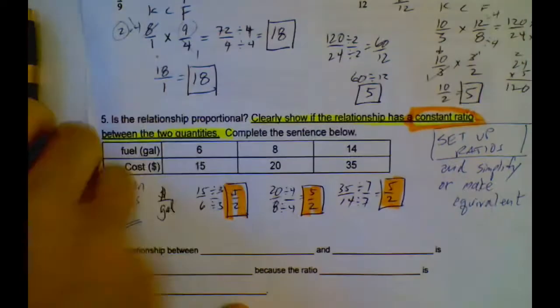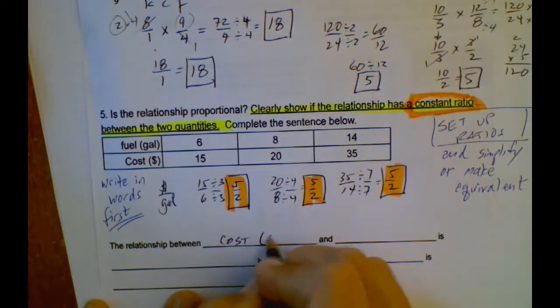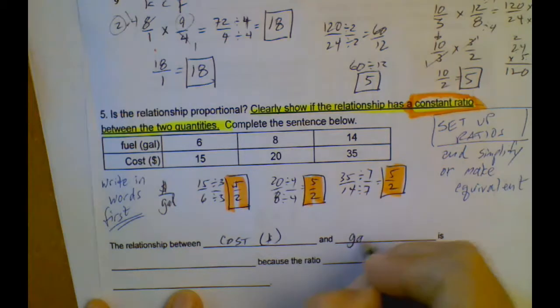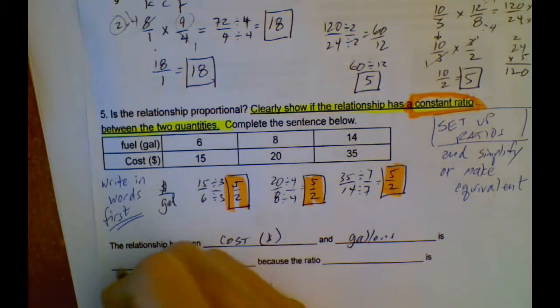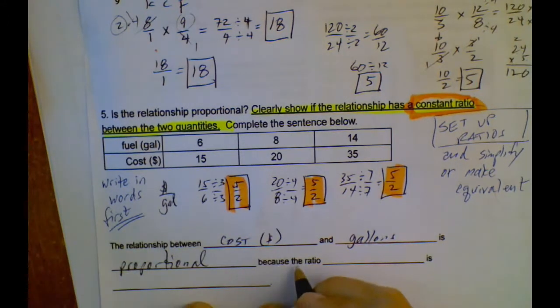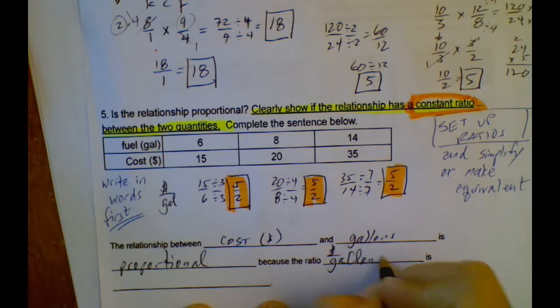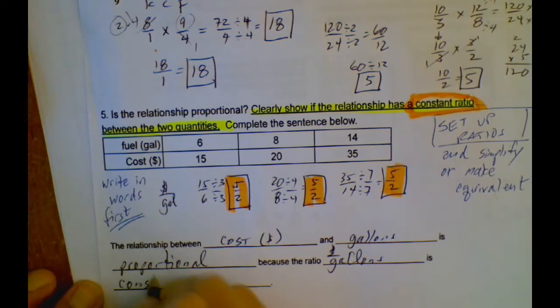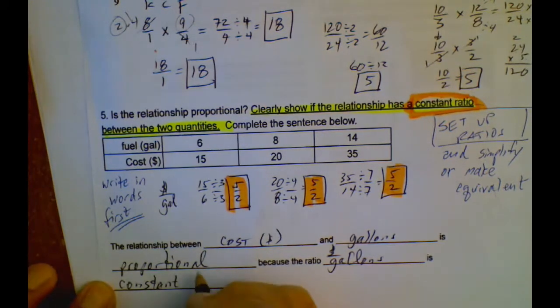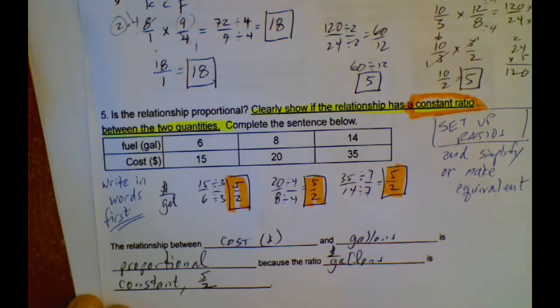So I can fill in my sentence here, which we've been working on. The relationship between cost in dollars and gallons is proportional because the ratio of dollars over gallons is constant. And I'll state what the value is this time. It's 5 halves. So there we go. So again, we were just checking to see, is the relationship proportional? Okay, moving on.